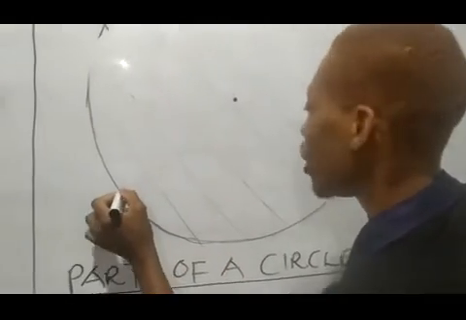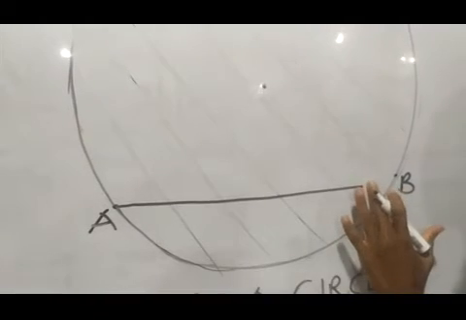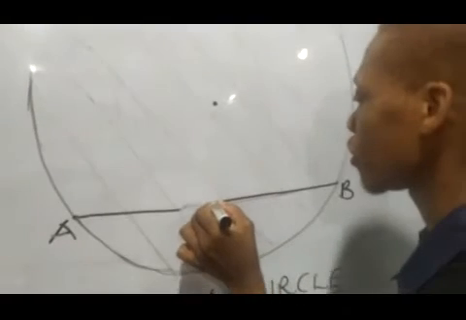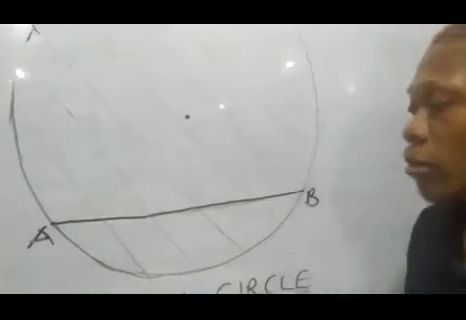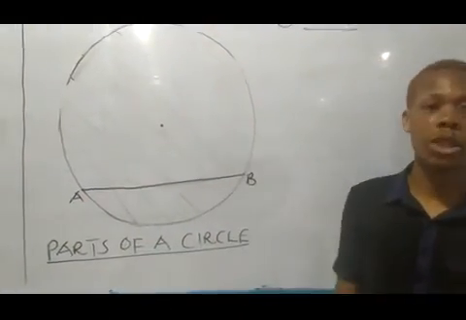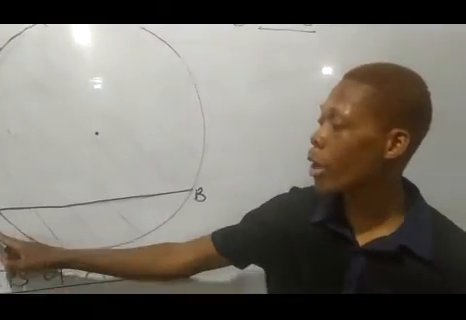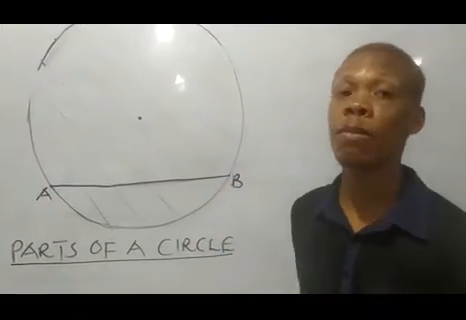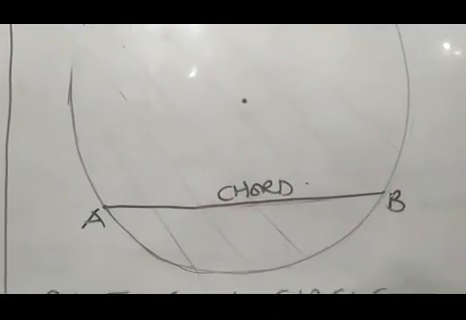So the line that will join these 2 points, the line AB, is called a chord, because by the definition a chord joins 2 points on the circumference. So this line here is joining the point A and the point B. So this line is called a chord.